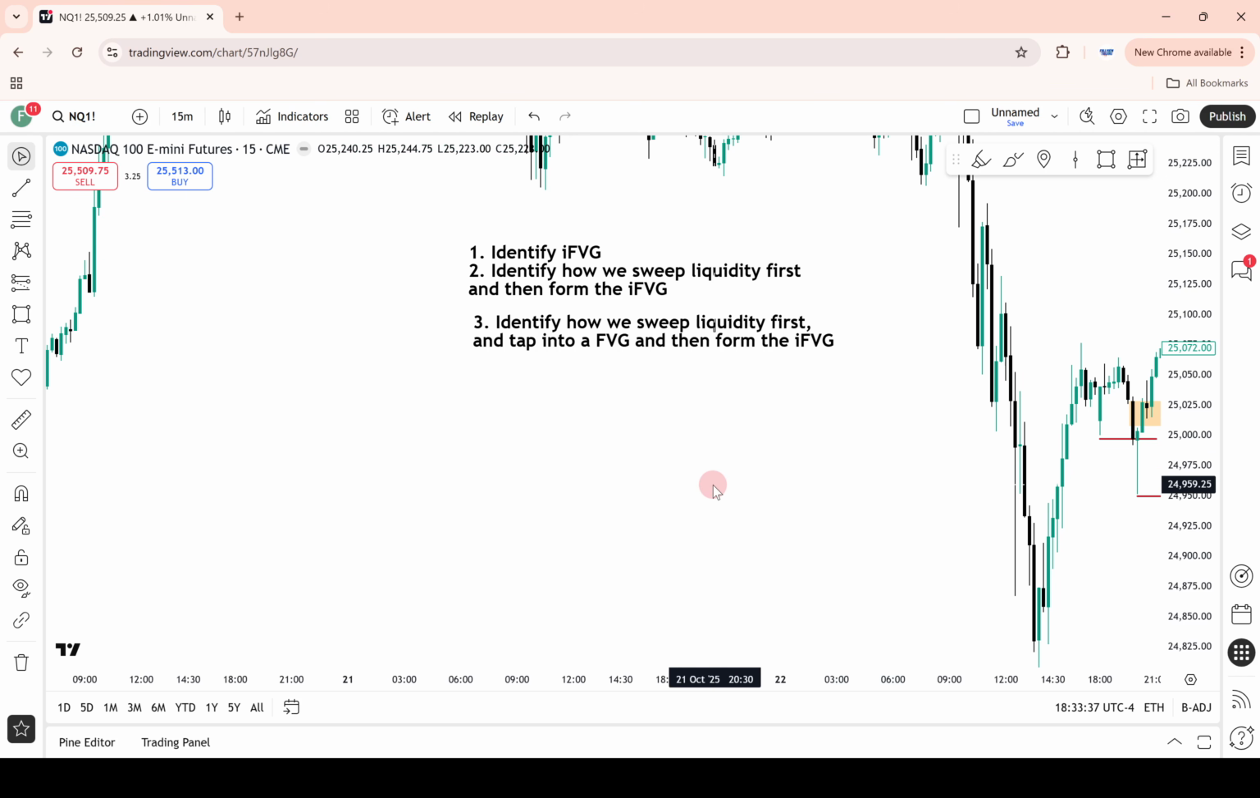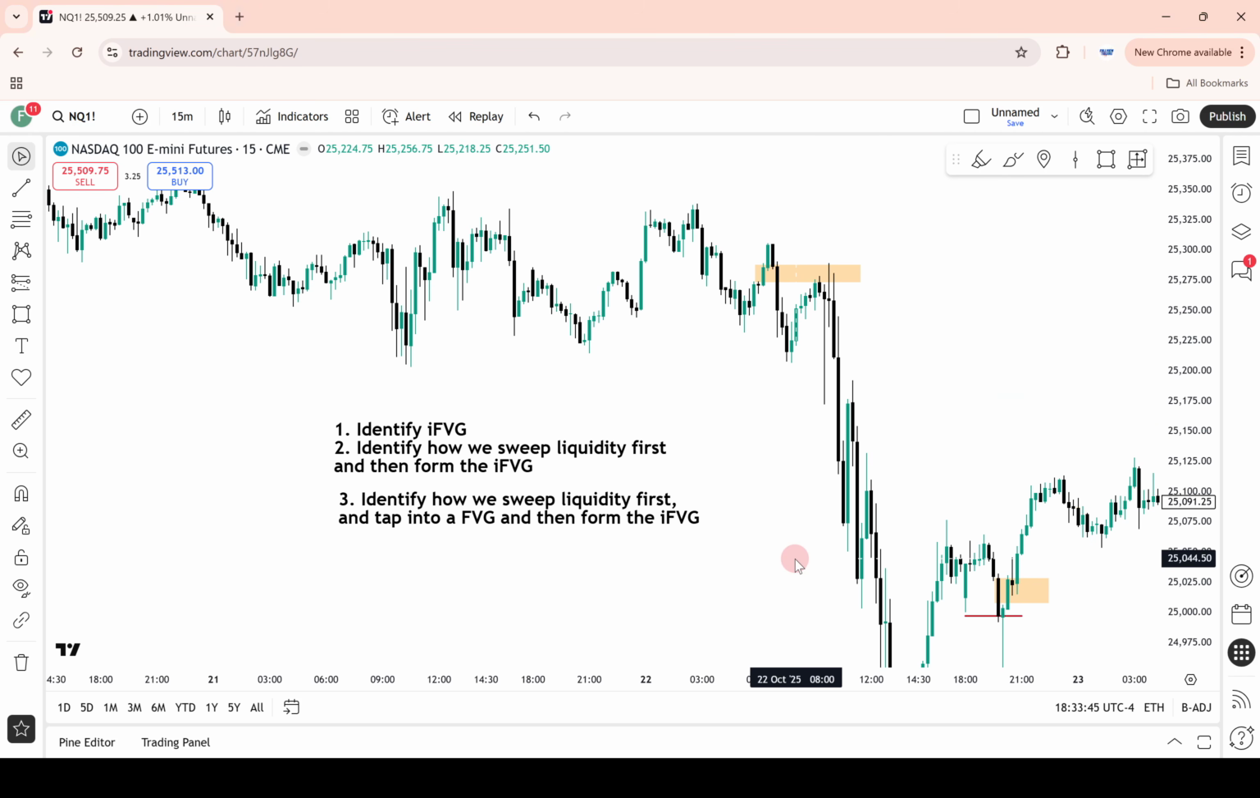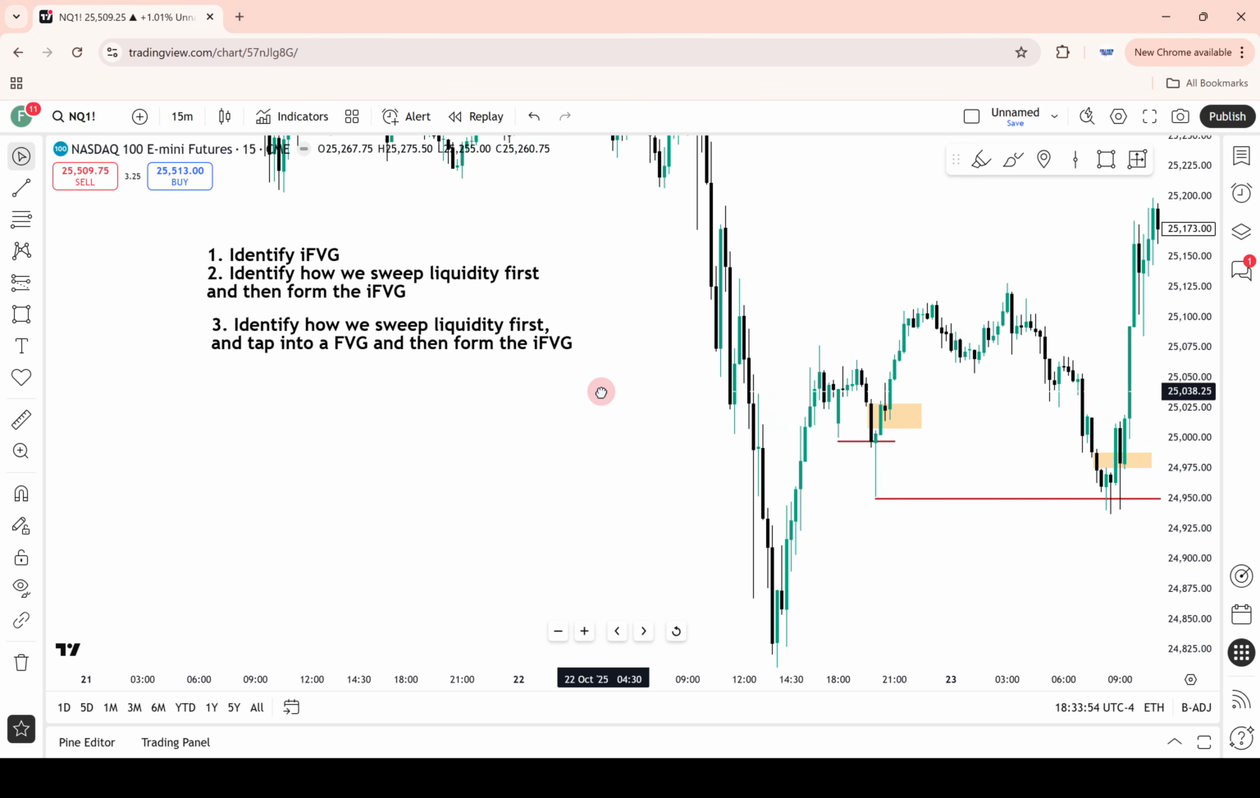So you need to understand how all the previous things combine before the entry happens. It's not just looking for an inverse. It's not just, oh, look, we've got an inverse, we're in, silver bullet. No. It's about combining the inverse with pre-existing structures to get the highest probability position. Sweep first, then the inverse.